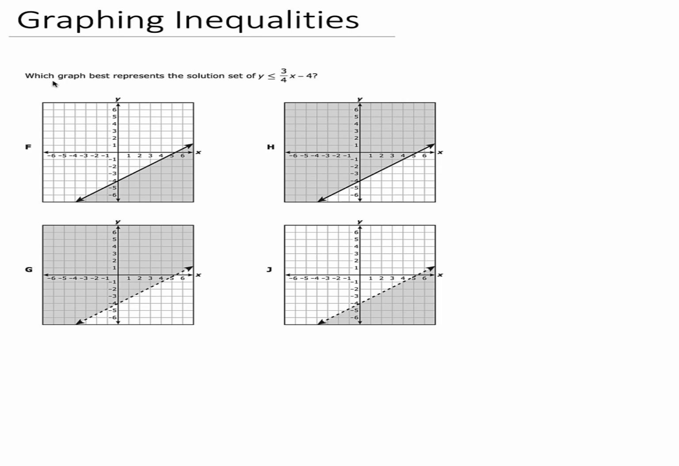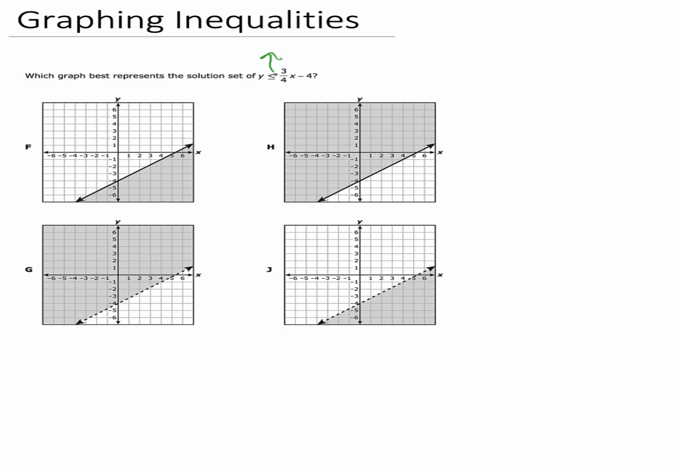So the question says, which graph best represents the solution set of y less than or equal to 3 over 4x minus 4? So the first thing we're going to do is identify what type of line we have. And to do that, we're going to look at the inequality symbol. So that's the first thing we're going to do.